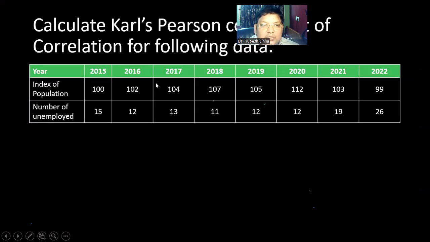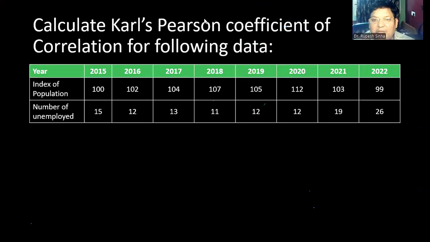Now let us go to a problem which we are going to solve and understand how we can solve it. We have been given data for 8 different years. For these 8 years, we have the index of population and number of unemployed. We are required to find Karl Pearson's coefficient of correlation for this given data. So we need to know the formula. The index of population we will take as X, the index of unemployed we will take as Y.